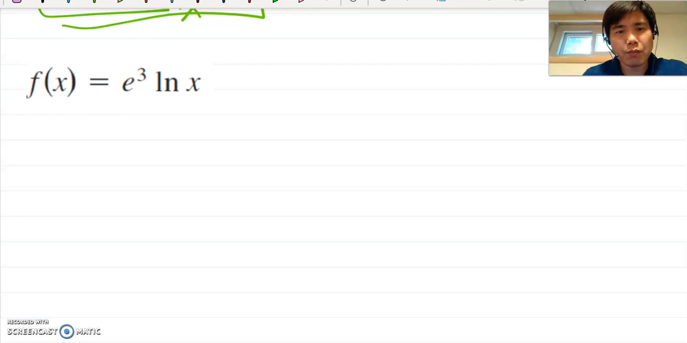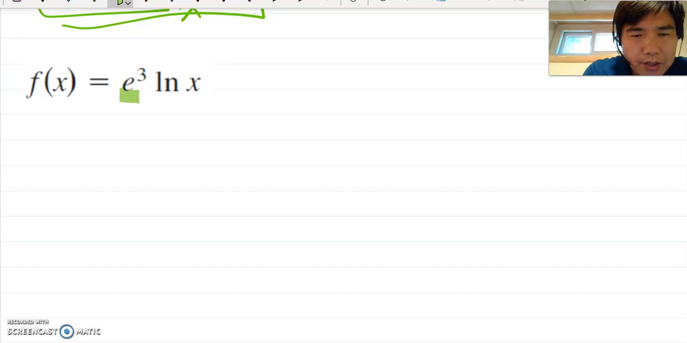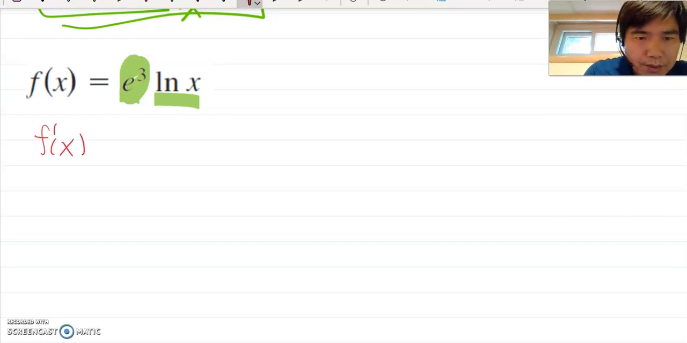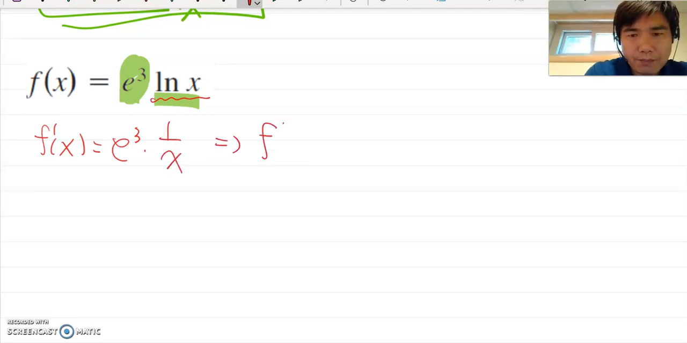So let's continue with one more last problem. In this case we have e cubed times ln x. Here you see e cubed, which means a constant value. Don't think this is the function, so you have to leave it as is. So in this case, f prime x equals e cubed times the derivative of this one, which is 1 over x. Okay, therefore f prime x equals e cubed over x.